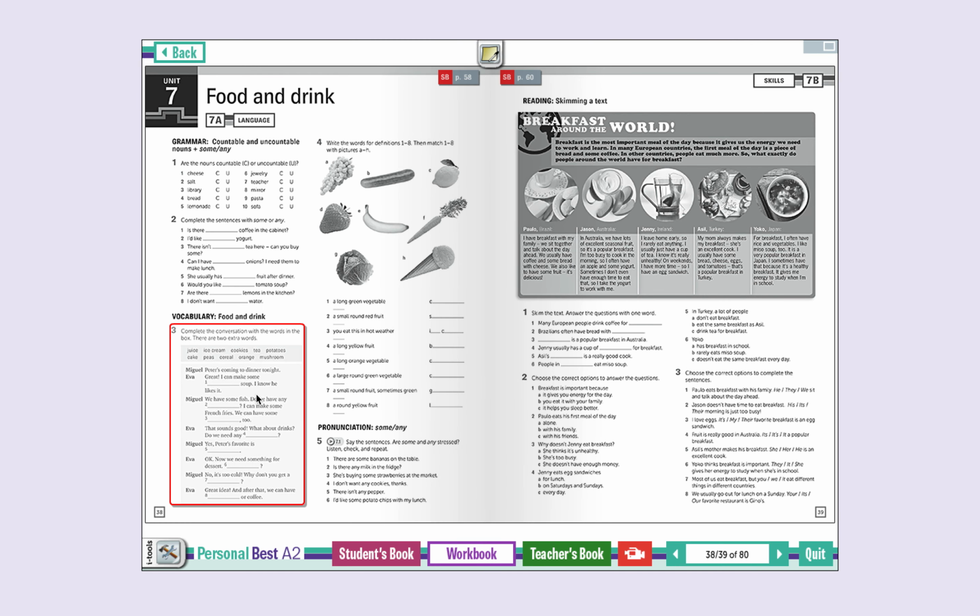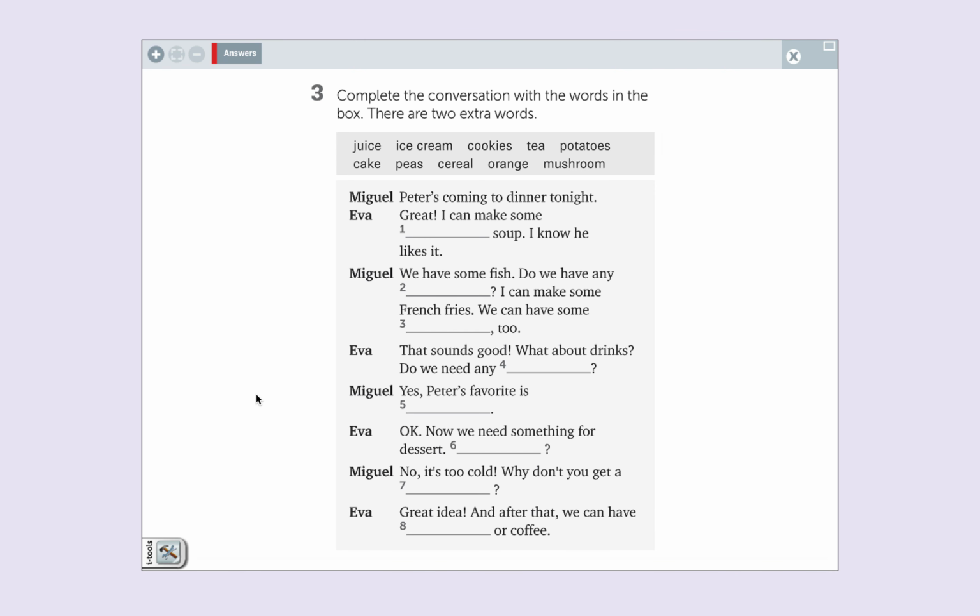The third activity is a vocabulary, food and drinks. Okay, this is a conversation and you have different words about food and drinks. We have juice, ice cream, cookies, tea, potatoes, cake, peas, cereal, orange, and mushrooms. And you need to write the correct word in each line. Hay que escribir la palabra correcta en cada línea.